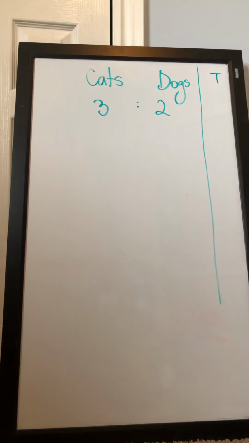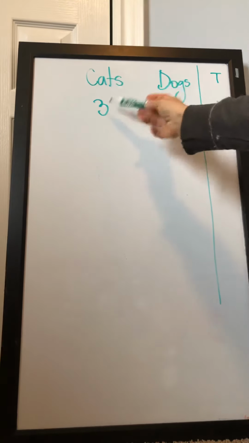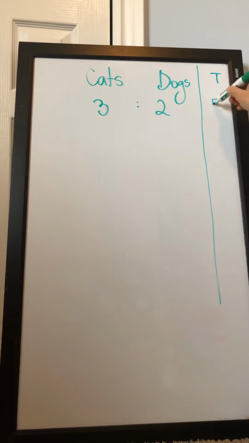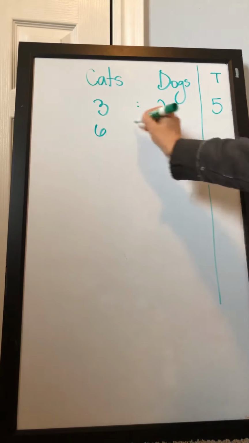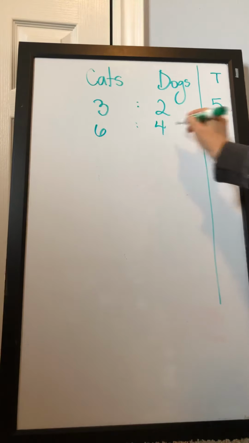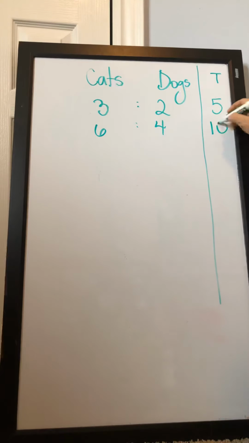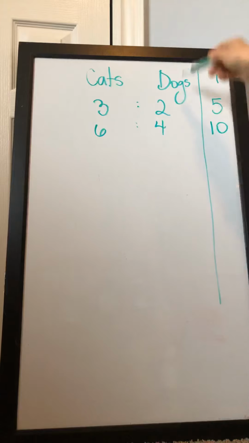I'll write a total column. Well, if there's 3 cats and 2 dogs, I have a total of 5 animals. If I doubled that ratio, or multiplied each of them by 2, I'd have 6 cats and 4 dogs for a total of 10. So what I'm looking for is, what is this dog amount when the total ends up being 30?